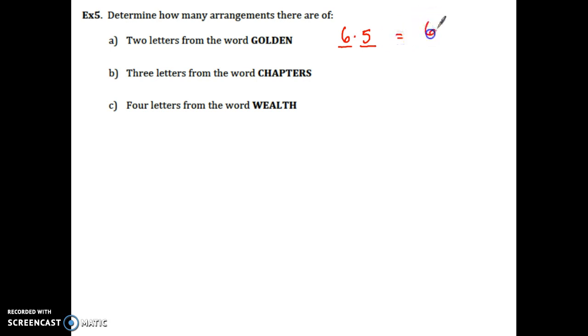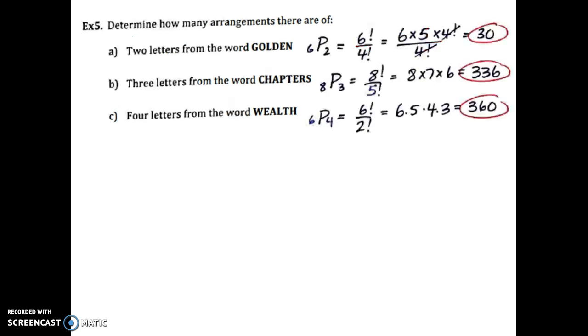Just be aware that in factorial notation it would be 6 factorial over 4 factorial. I'll pause for a second and just double check with you to see how you get on with the next 2. Okay, hopefully you came up with the following answers. Take a moment to just pause again and read through the next section of the notes, and then we'll meet again at the following example.